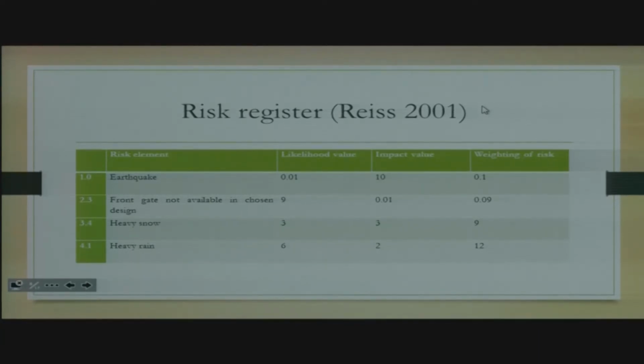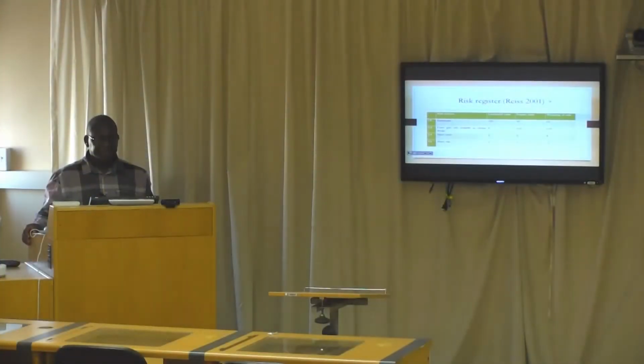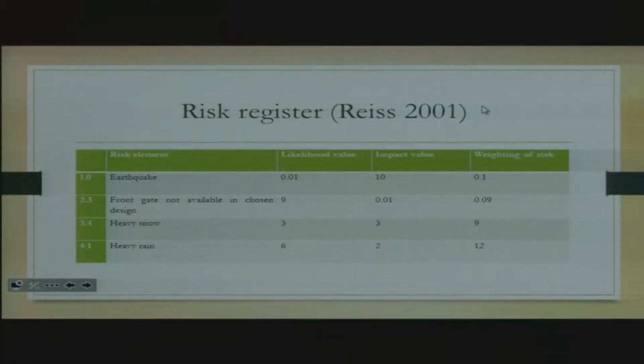For the purpose of this module, let's stay away from decimal numbers. Let's just use whole numbers. Instead of using 0.01, we can use 1, 2, 3, and so forth. So in this regard, they said the likelihood for the earthquake to take place, let's say for instance in South Africa, is 0.01. We don't really suffer from such things that much.